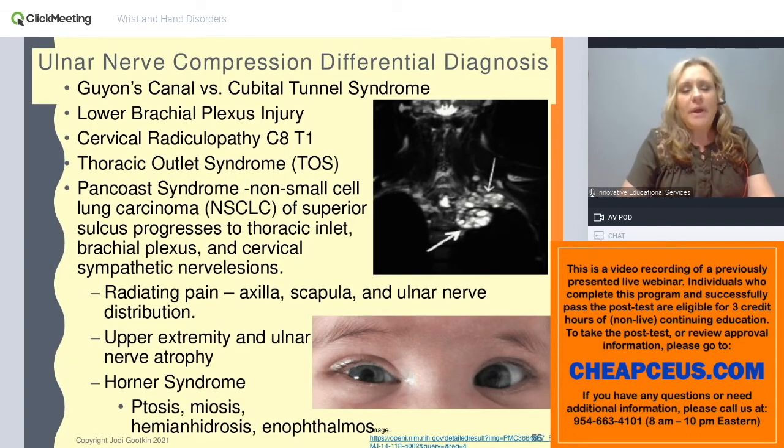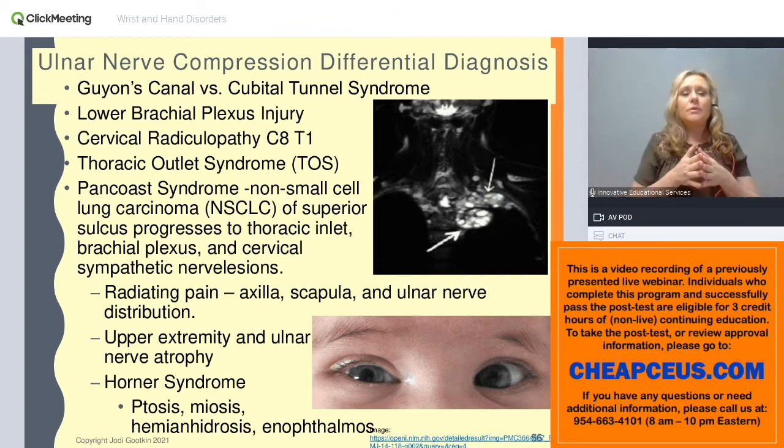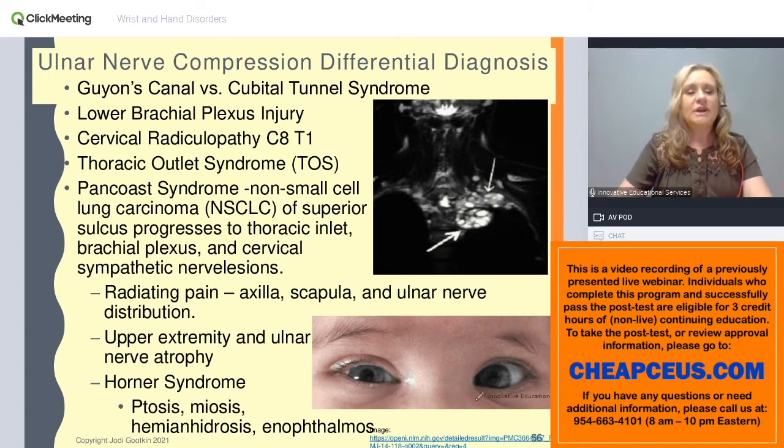As we see more patients through direct access and coming in with different diagnoses, our differential diagnosis is even more important. Not only are we going to distinguish Guyon's canal from cubital tunnel, we're going to see if it's potential cervical radiculopathy. Is there compression in the thoracic outlet through that pec minor, first clavicle, first rib, all that differential diagnosis. And then additionally, I want you to be mindful of Pancoast syndrome.